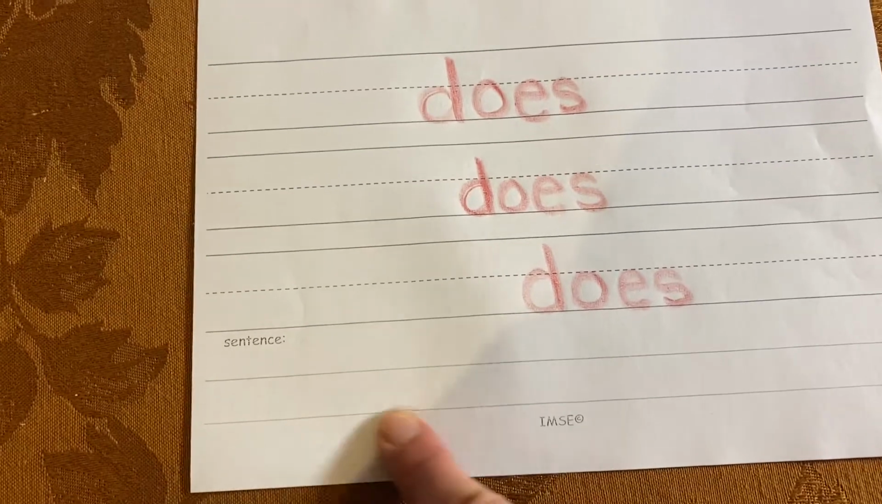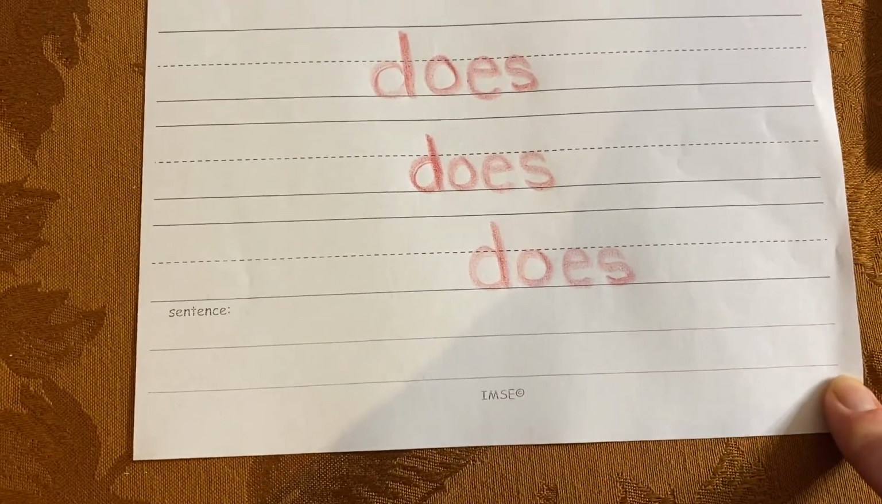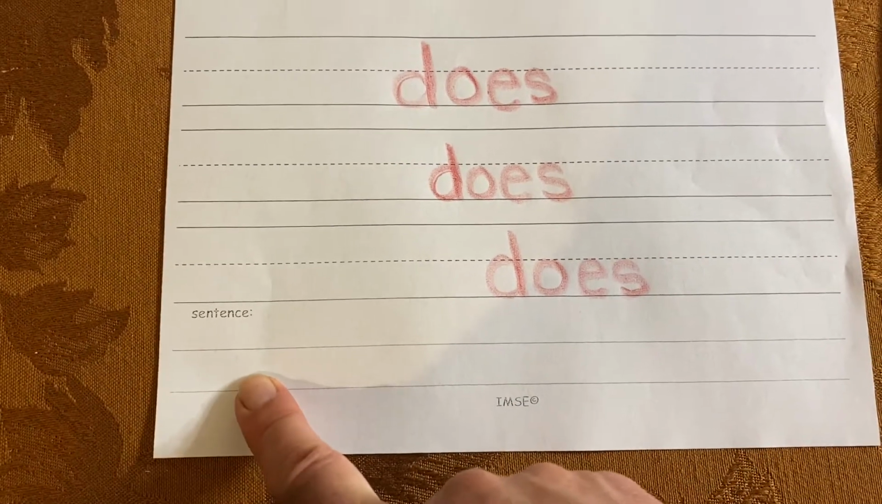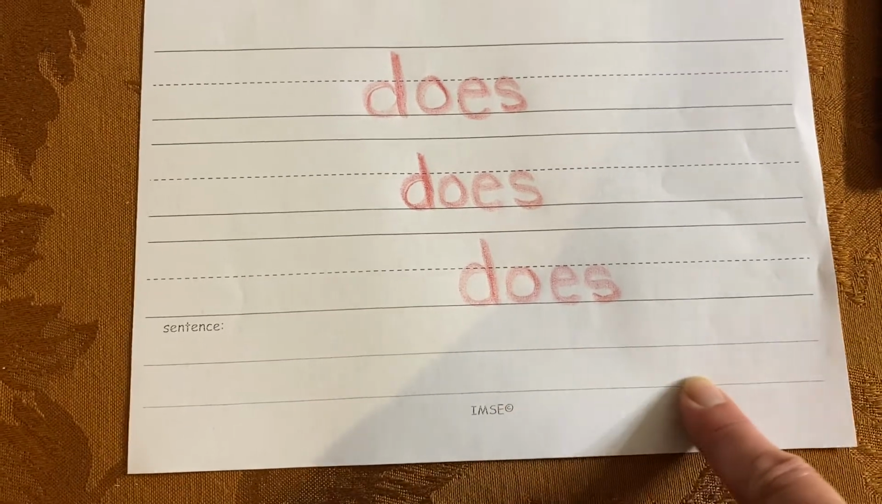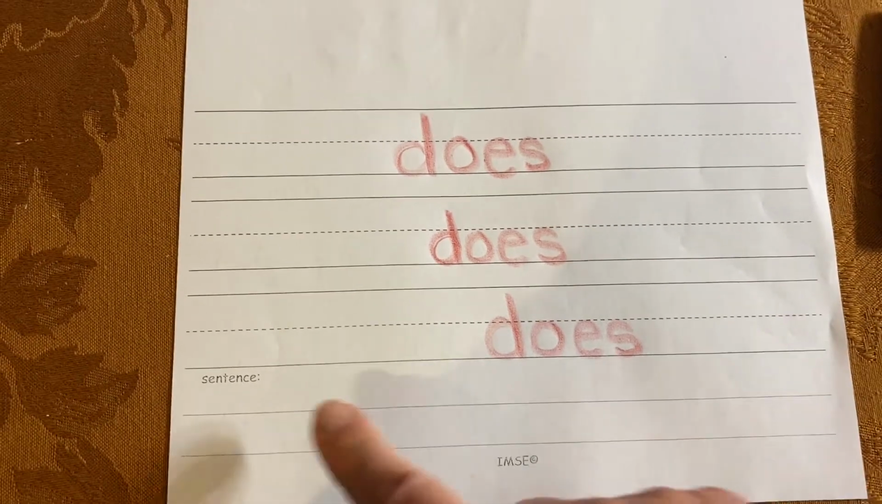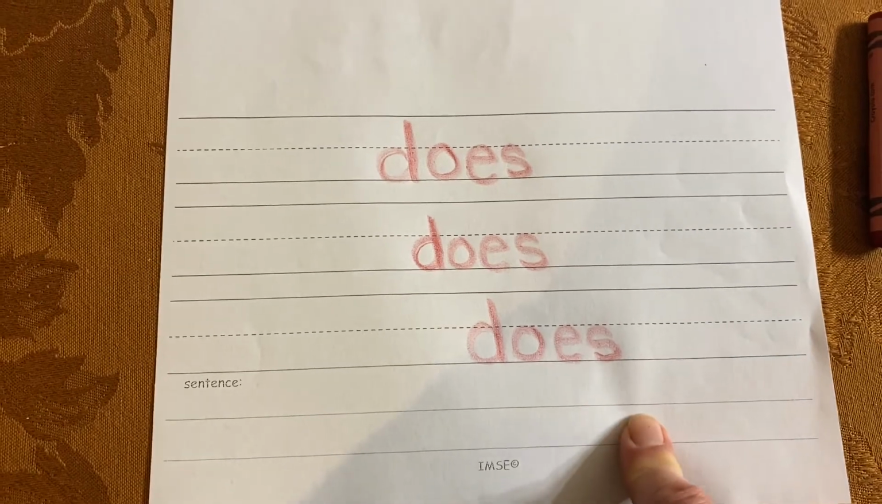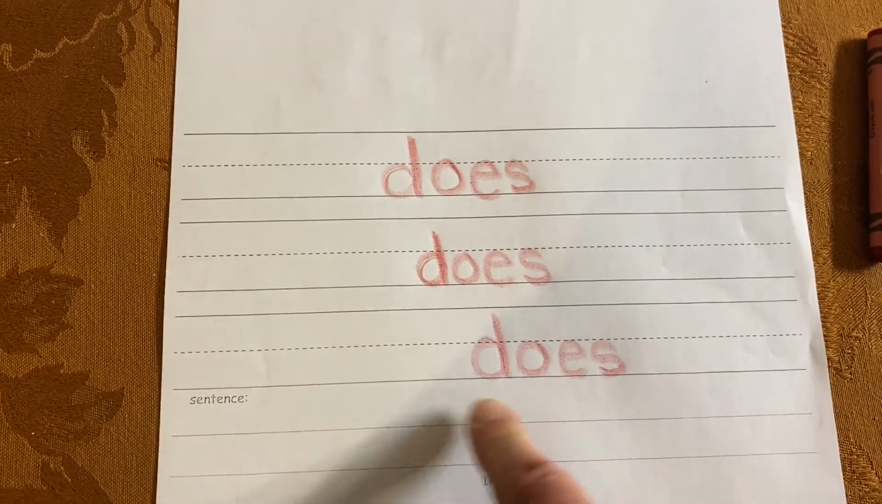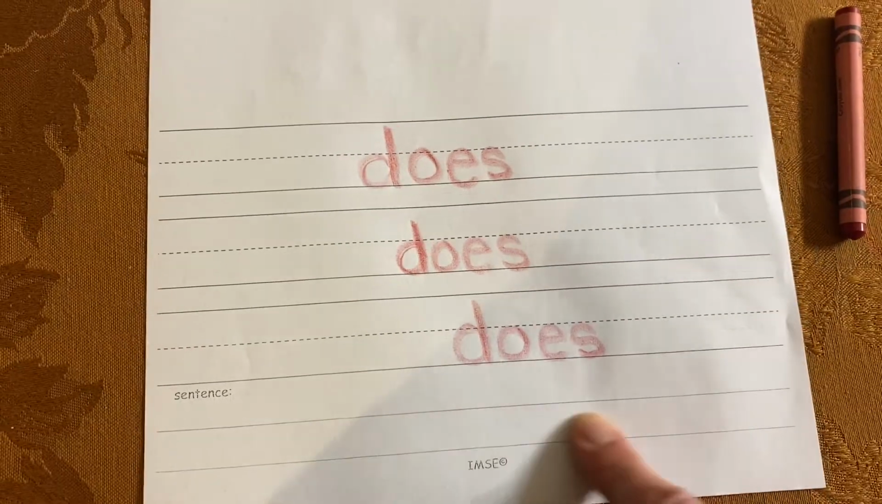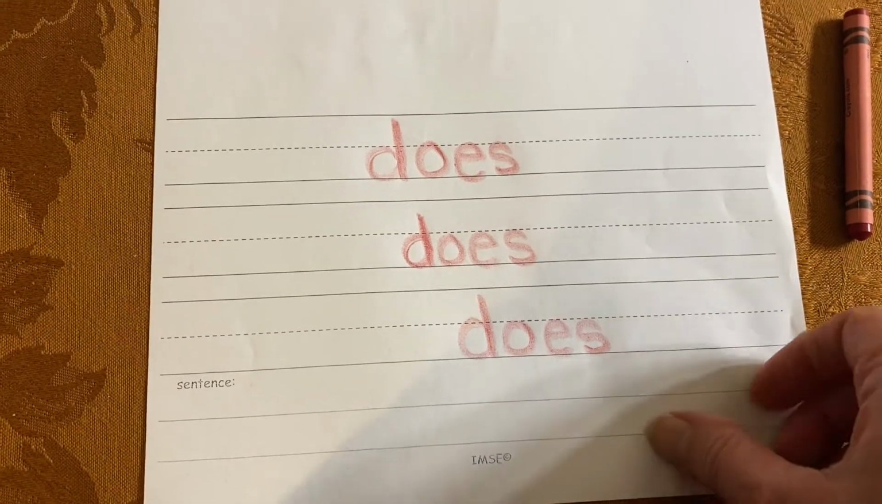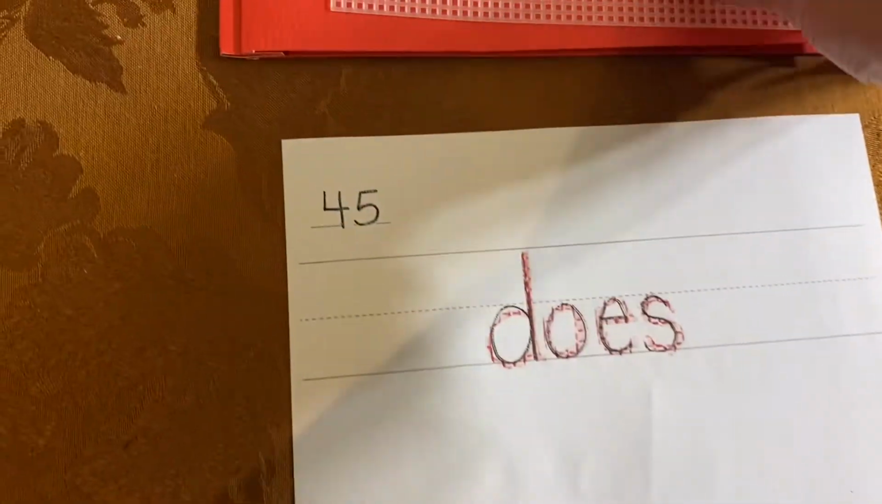And with a pencil, see if you can write a sentence that has the word does in it. It does look like it's going to rain. She does the dishes. He does his chores. Go ahead and write a sentence using the word does.